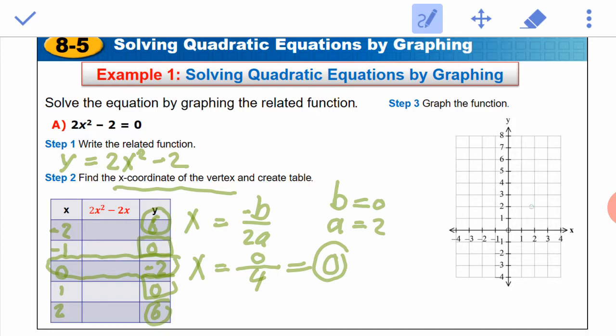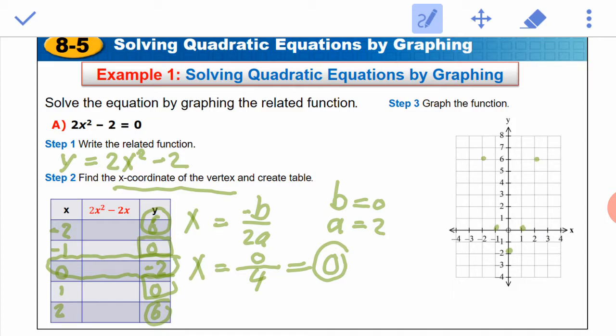Now let's go to the coordinate plane and graph our function. Negative 2, 6. This is exactly here, so this is my first point. Negative 1 and 0. This is my second point. 0, negative 2. I should go down 2 units, exactly on the y-axis. 1 and 0, see the symmetry guys. 2 and 6 is on the top.